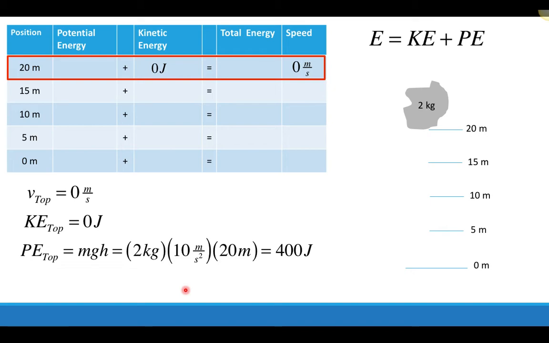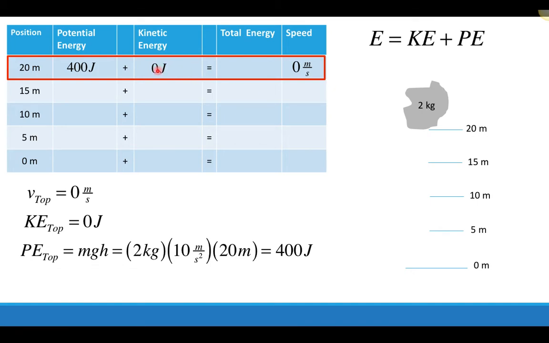Anytime we know how high an object is above the reference point, we can calculate its potential energy. So the potential energy is mass times gravity times the height. It's 2 kilograms times 10 meters per second squared, which is our gravity value, and then our height is 20 meters. So this gives us 400 joules. At this top point, the amount of potential energy is 400 joules.